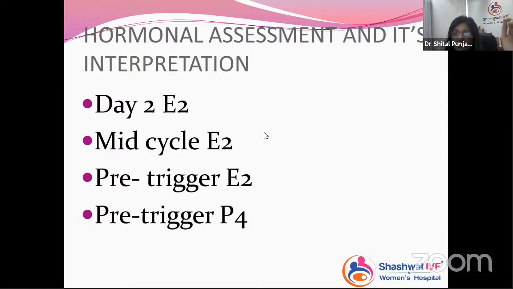In a hyper responder, when there is an excessive rise of the mid-cycle estradiol level, then we can coast those follicles, we can reduce the amount of gonadotropin, we can increase the number of days of gonadotropin at a low dose, such that there is maturation of the oocyte with a low dose of gonadotropin, and we can avoid OHSS, that is ovarian hyperstimulation syndrome.